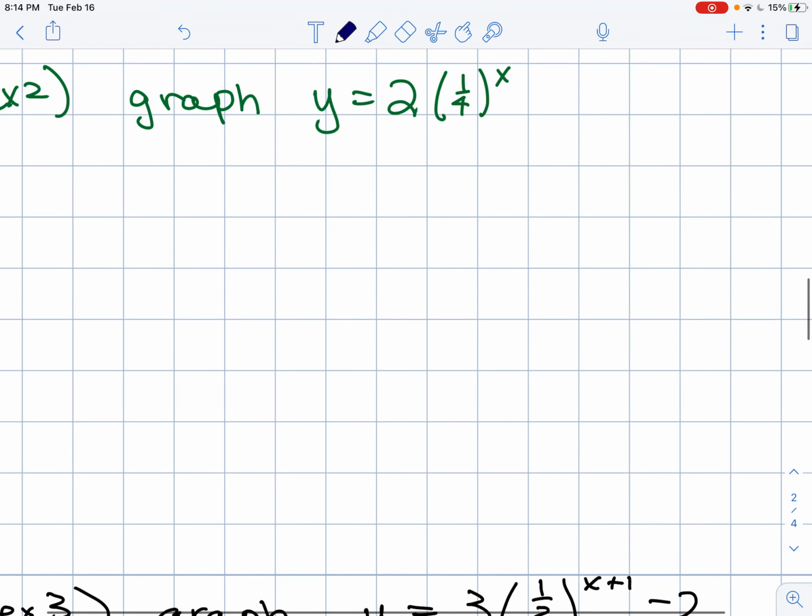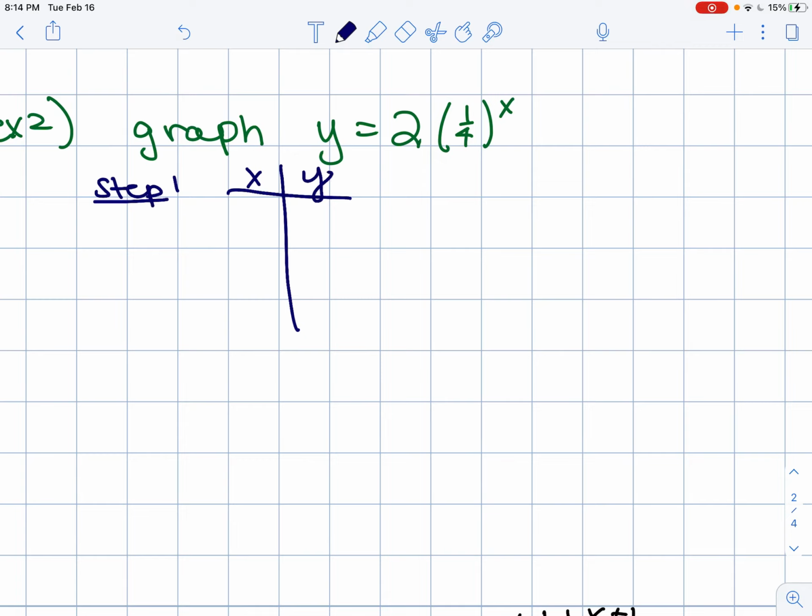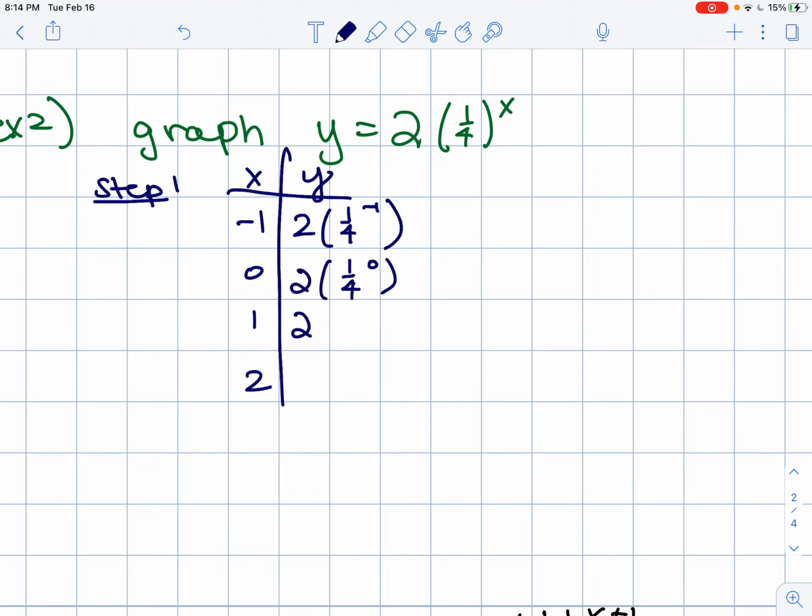So how would we graph this one? A couple of things here. Again, step one, let's make a table. Let's choose -1, 0, 1, and 2. And here we go, we get 2 times 1/4 to the -1, 2 times 1/4 to the 0, 2 times 1/4 to the 1, and 2 times 1/4 to the 2.